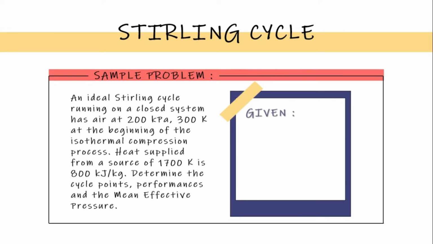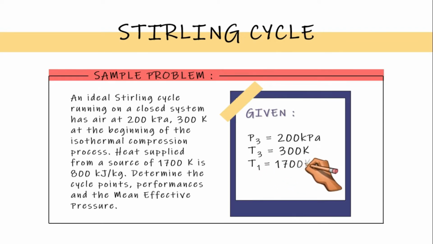Okay, so we need to compute the cycle points, the cycle performances, and the MEP. Let's elaborate the given to help us see what we are going to solve first. Now, for P3, we have 200 kilopascals, T3 equals 300 Kelvin, T1 equals 1700 Kelvin, and QA equals 800 kilojoules per kilogram. Those are the given.